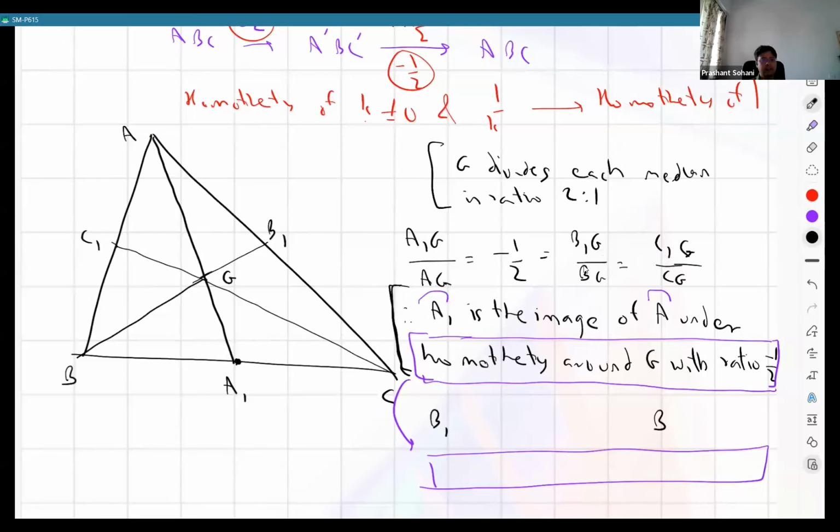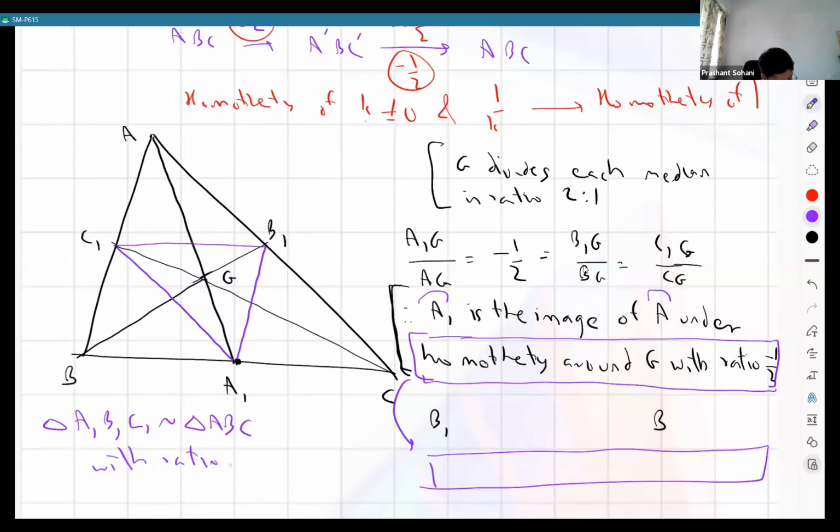So it is not like I need three different transformations. The same transformation is going to simultaneously take A to A1, B to B1, and C to C1. And so this is one more proof you can say of why the triangle A1, B1, C1 is similar to the original and with ratio half. So you already know this maybe from basic geometry that triangle A1 B1 C1 is similar to ABC with ratio half, by the midpoint theorem you can get it. But by homothety, I'm giving you one more proof of this, that why the ratio is half, why are these two triangles similar?